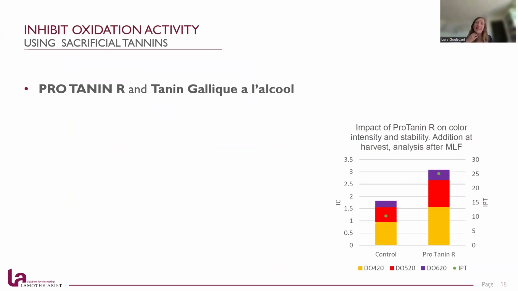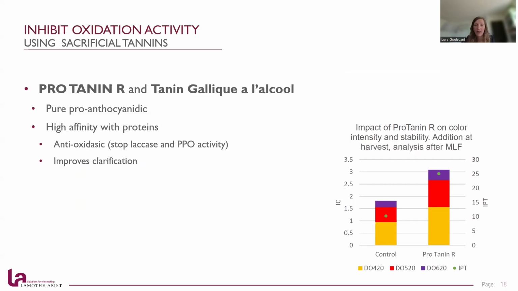First of all is the use of tannins. In this case, I'm going to talk about sacrificial tannins. I call them sacrificial because they are tannins that can highly react with proteins to avoid any enzymatic reactions and to protect the natural tannins of your grapes. You can use Protannin R on red grapes and Tannin Gallical Alcohol more on whites and rosé. But they have the same impact.